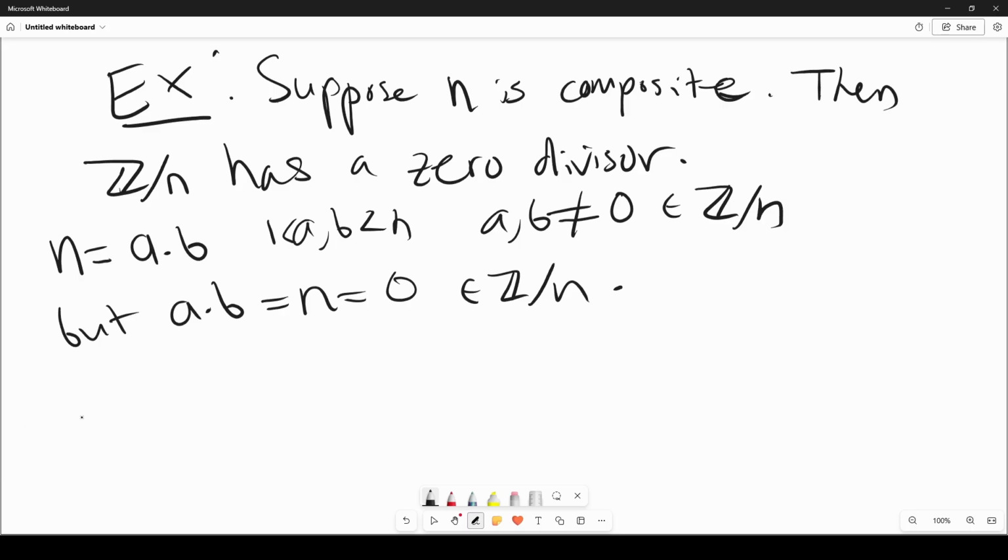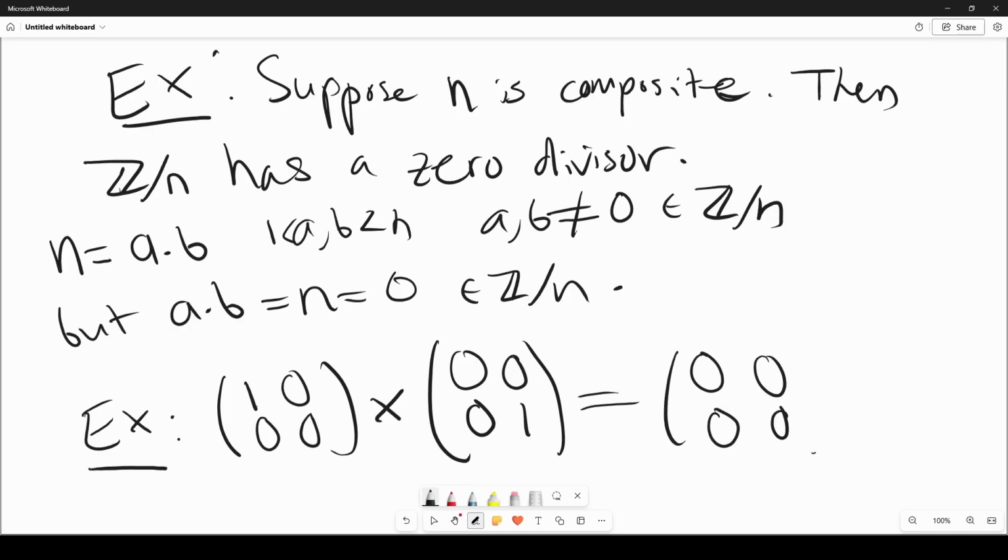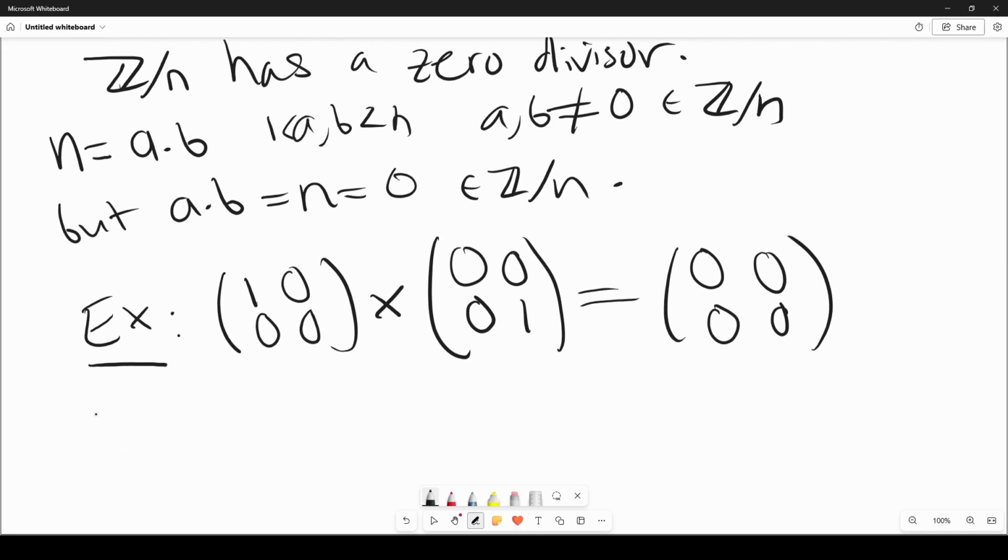Okay, another example. If I look at 2x2 matrices, and then I multiply this one by maybe this one, these are both non-zero matrices, but when you do out the multiplication, every single entry is going to be 0. So these are also zero divisors. So 2x2 matrices over R has zero divisors.